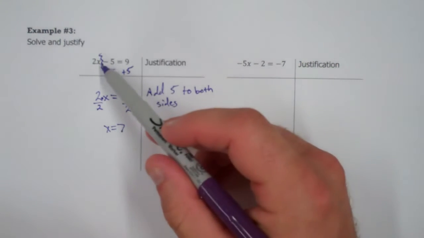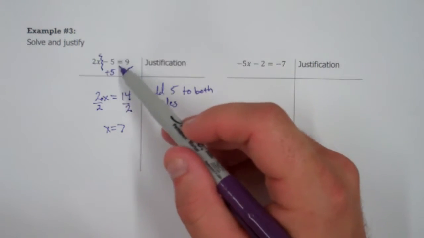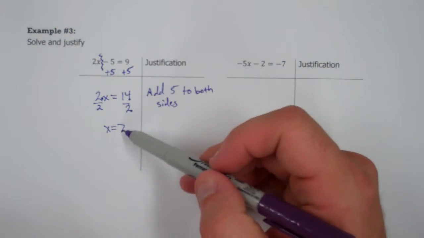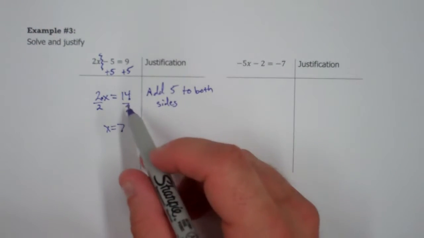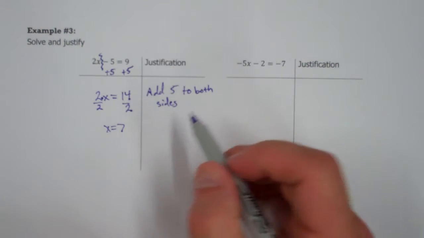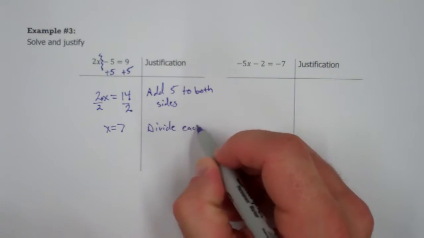If you wanted to, you could take this value and plug it back in. 2 times 7 is 14. 14 minus 5 is 9. So this is the only value in this case that balances the equation out. What we did from this step to this step goes here, and all we did is divide each side by 2.